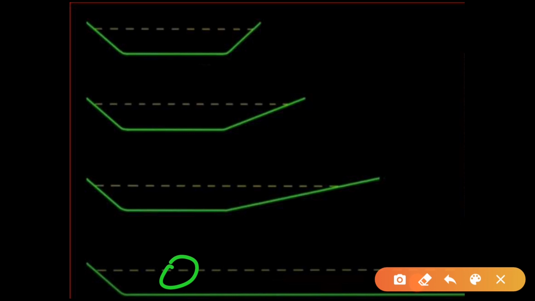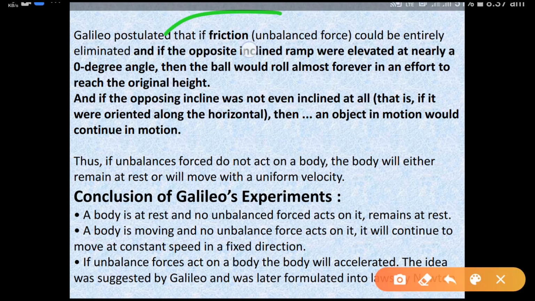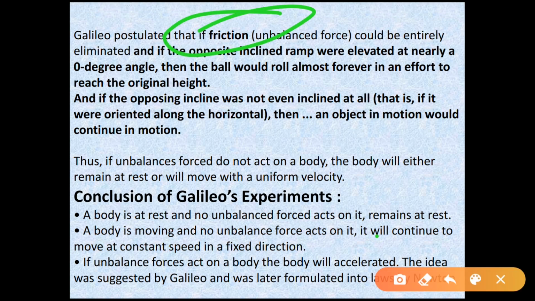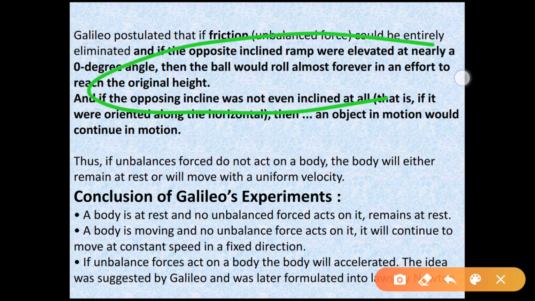So in this case, we can conclude that the object will move with uniform motion when no external force is acting on it. Also, we can say that we don't need any external force to keep the body in uniform motion. Galileo postulated that if friction could be entirely eliminated, and if the opposite inclined ramp were elevated at nearly 0 degree angle, then the ball would roll almost forever in an effort to reach the original height.